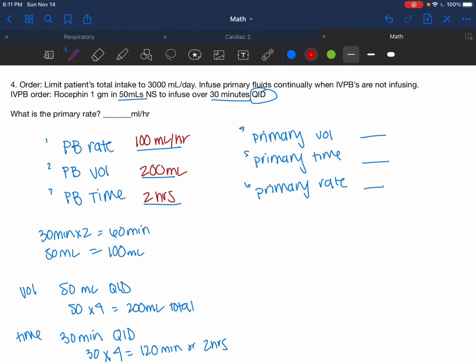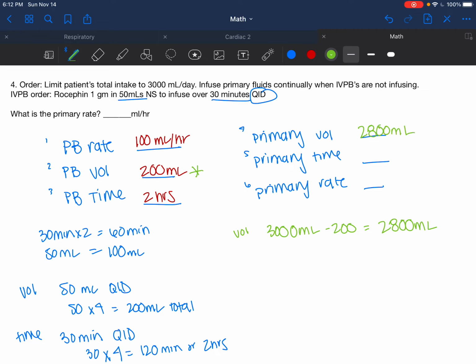So now we're going to come over here and figure out our primary volume. We're going to limit the patient's total intake to 3,000 mils. But we have to remember that 200 of the mils are going to be the piggyback volume. So we're going to subtract 200 from our total. That gives us 2,800 mils. That will be the primary IV. So we'll put that right there.